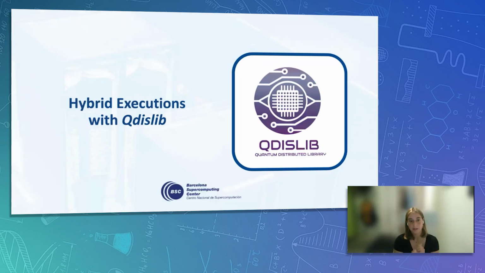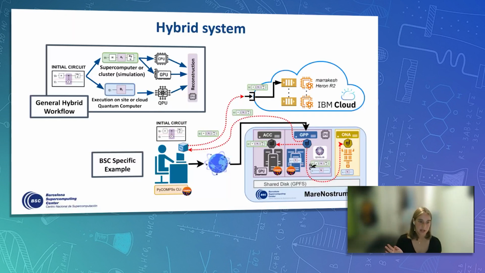Okay, now how we managed to do these hybrid executions with the Qdislib. We have the general hybrid workflow that I already mentioned. We have the initial circuit, and we are able to split it. Then we can do whatever we want with these pieces, these subcircuits. We can send them to a supercomputer or a cluster to do simulation on CPU or GPU, or we can send them to execute on a local or a cloud quantum computer. After all these executions, we have a reconstruction phase that is done on a CPU, and that enables us to get the expected value of the initial circuit.